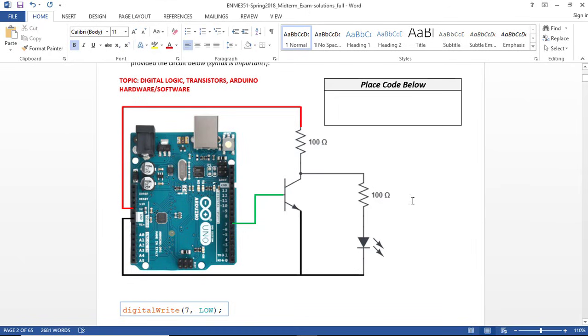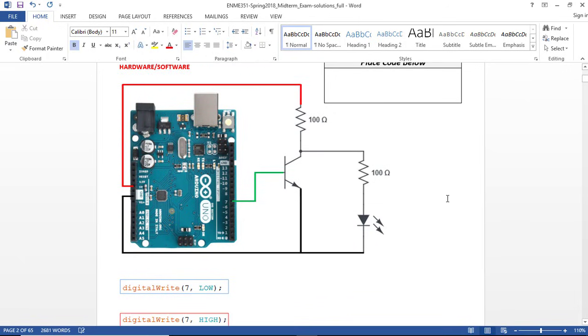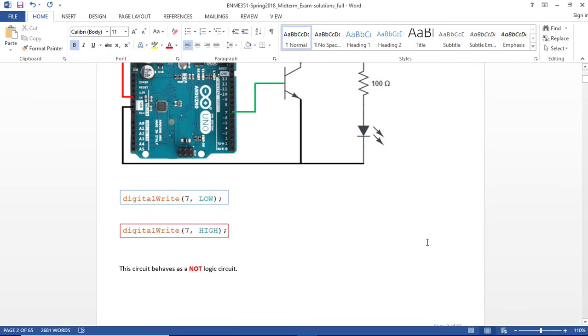Now to turn the LED off, I want to turn on the transistor such that this is the path of least resistance to ground, and all of the current will flow through this section down to ground. This will effectively turn off the LED. So to do that, I need to turn on the NPN transistor. So I need to set pin 7 high. That'll effectively allow enough current to flow through this NPN such that the current can flow from the collector through the emitter, and that'll turn off the LED. So this circuit effectively acts as a NOT logic circuit.